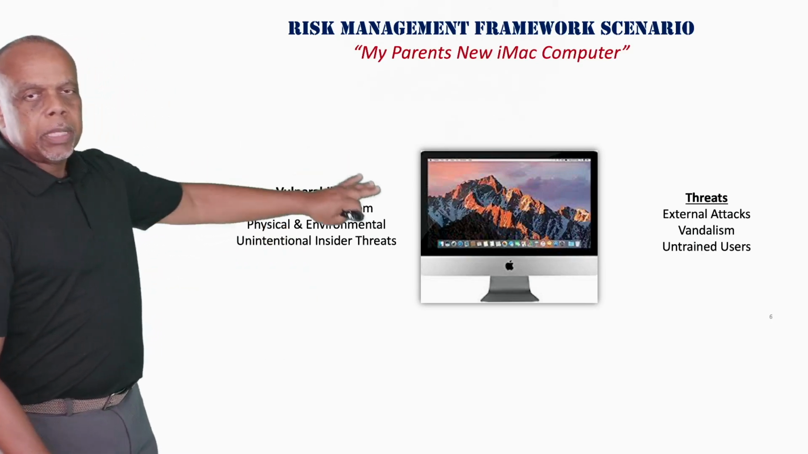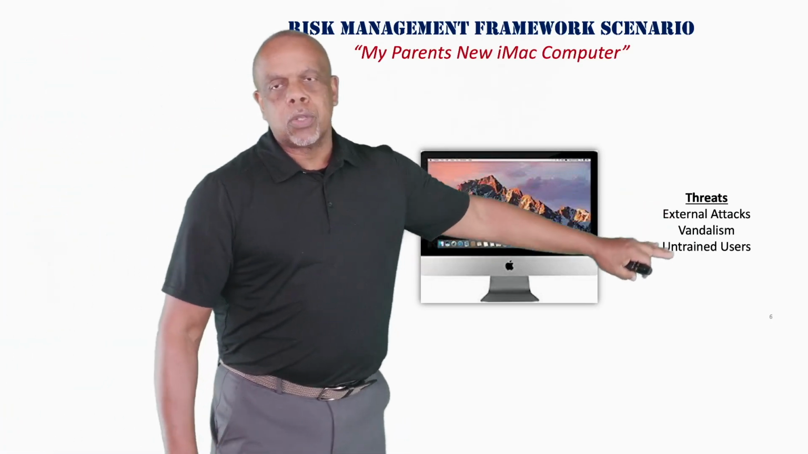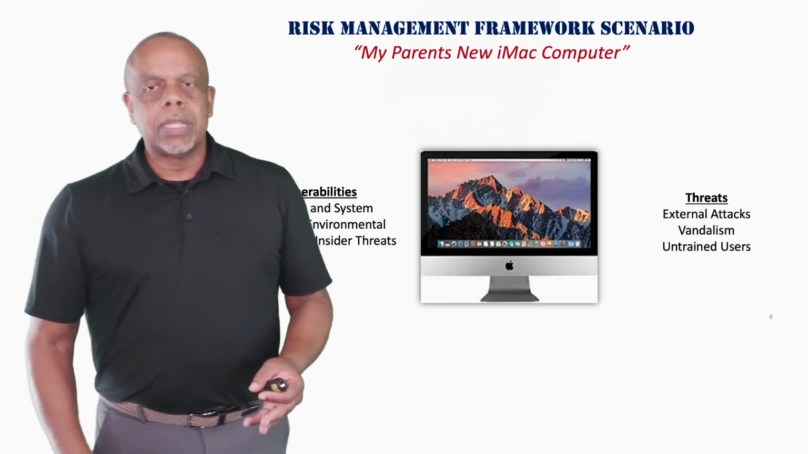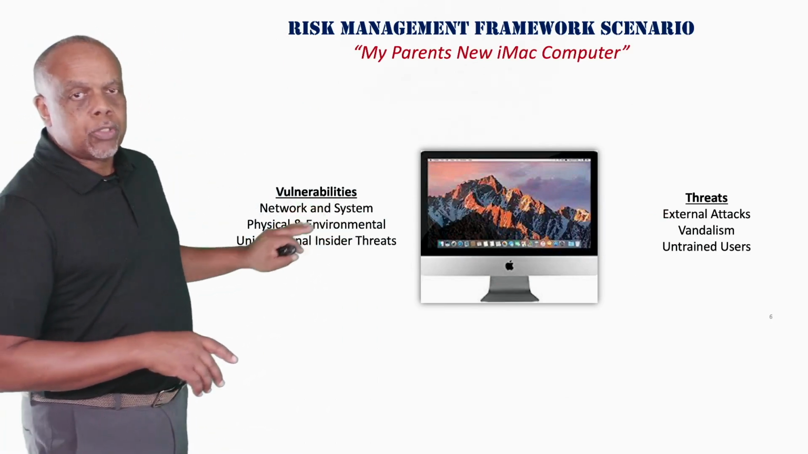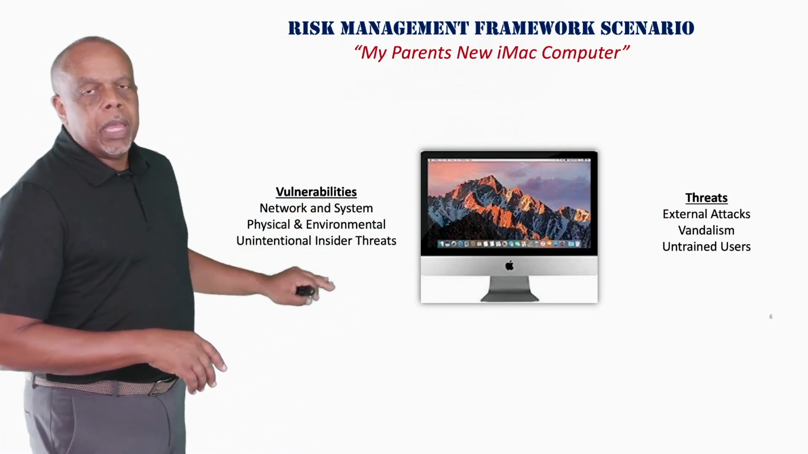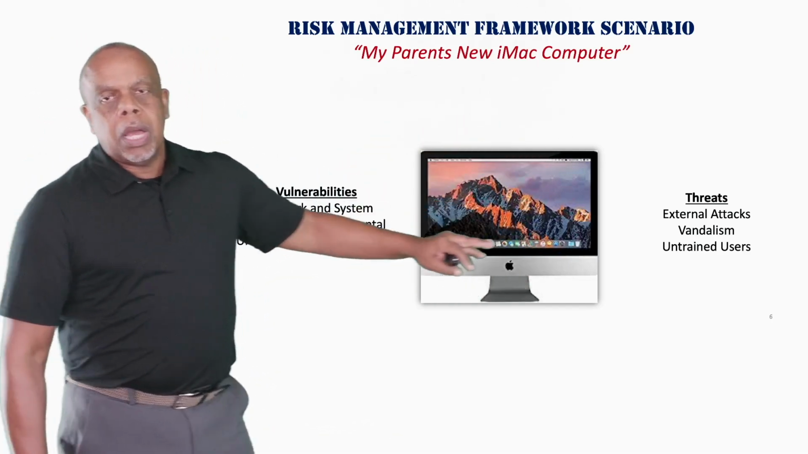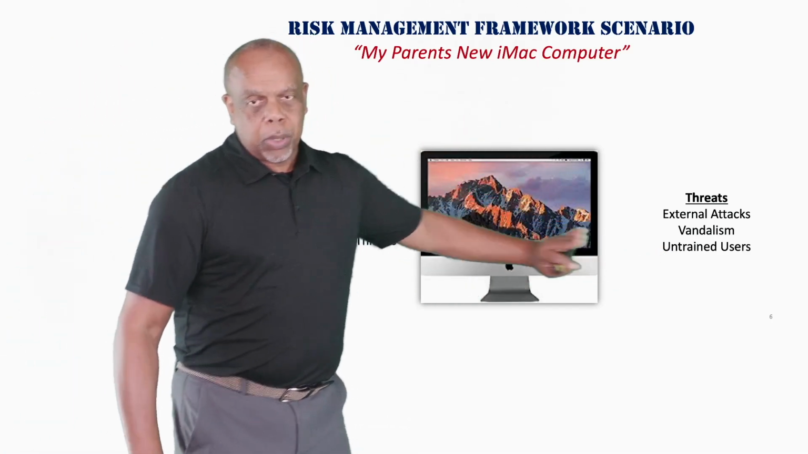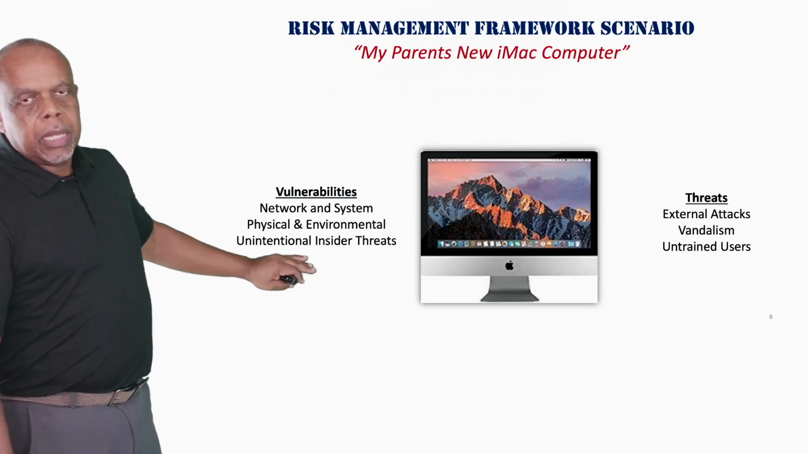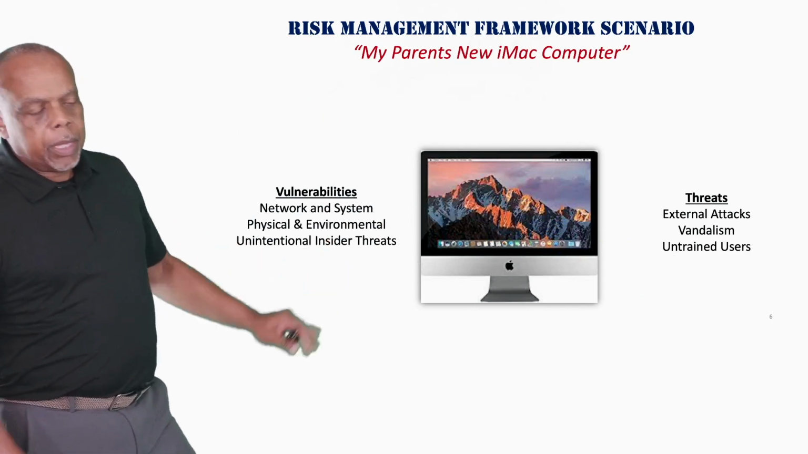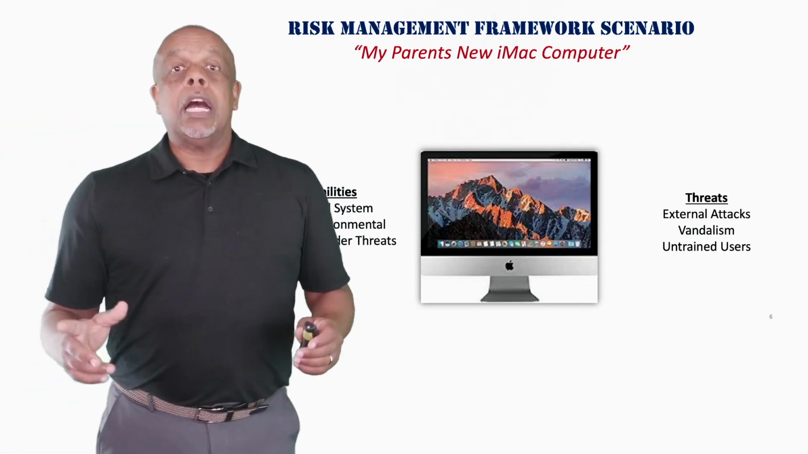So here are the vulnerabilities. Now let's look at some of the threats. We have external threats. What types of external threats could there be? It could be, again, someone trying to hack into their system. Vandalism: someone breaks into their house and could steal this computer. Untrained users, that's a threat, like we just talked about with my parents, and that could make them an insider threat, but unintentional.